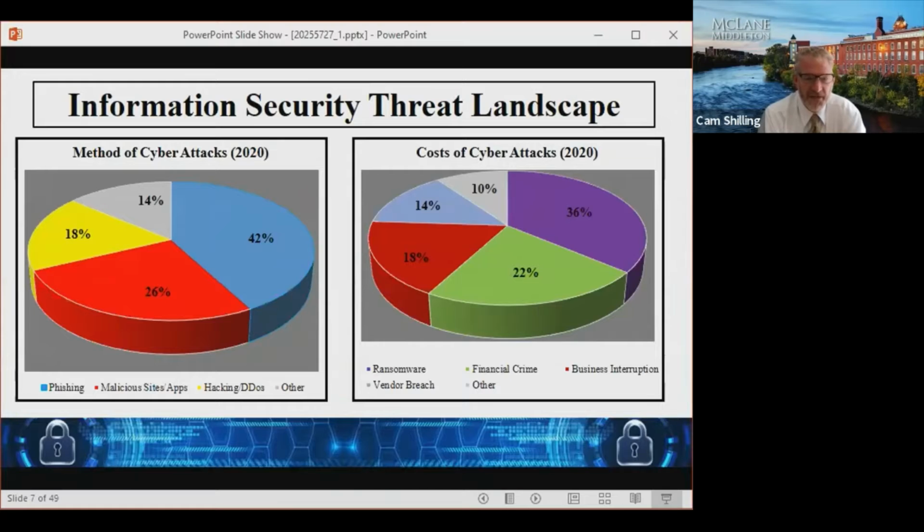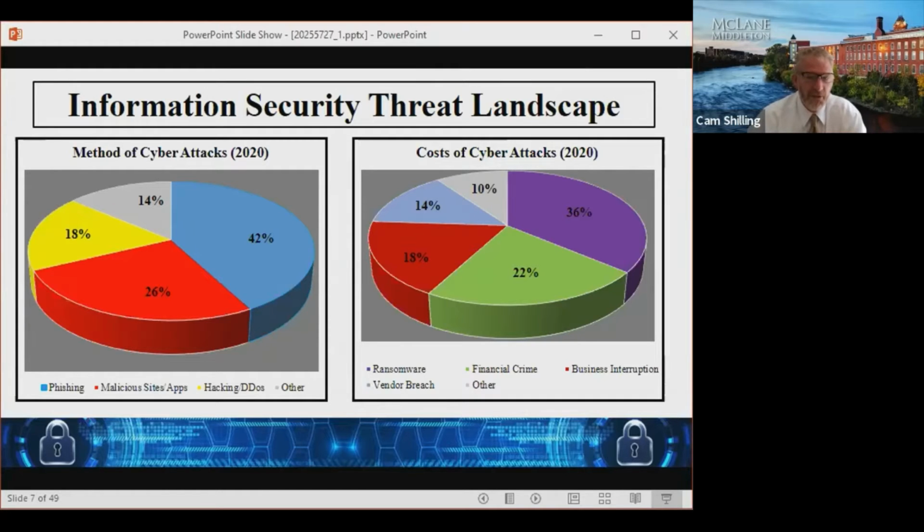So the methods of cyber attack are important, and we're going to talk about how we prevent any number of these. Phishing is by far the most significant way to get malware on the system, although malicious websites are also very significant. And as far as costs go, in the cost of breach, ransomware is top of the list by far, almost certainly going to be 50% or more in 2021, followed by financial crime and business interruption. We're going to talk about all of this as we go along.